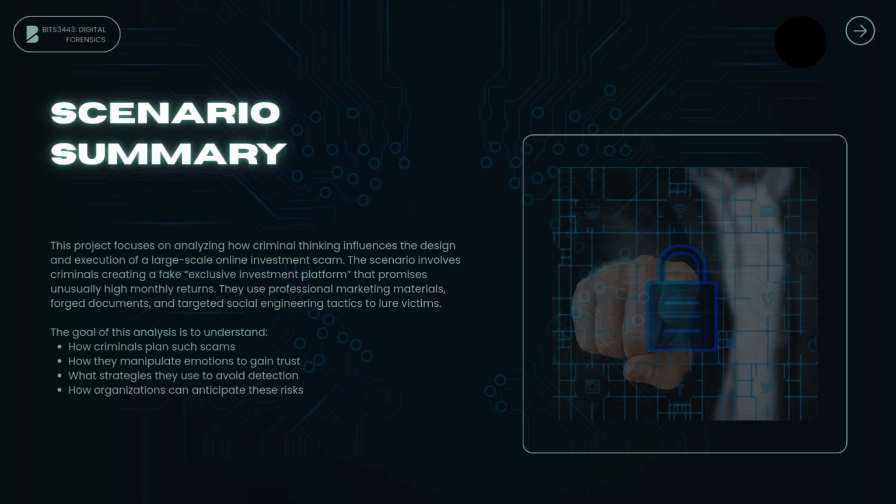First, how criminals plan and structure this scam. Second, how they manipulate emotions such as trust, urgency, and greed to attract victims. Third, the strategies they use to avoid being detected by authorities. And finally, how organizations can prepare for and anticipate this kind of cybercrime threat.